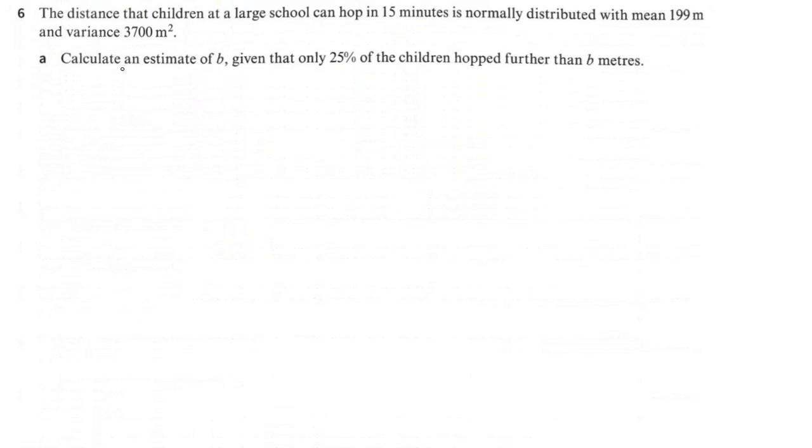In 6A, they tell us that children can hop 15 minutes. It's a normal distribution with a mean of 199 and a variance of 3,700. So I'm going to write that out here, and they want us to calculate the estimate of B given that 25% of the children hopped further.